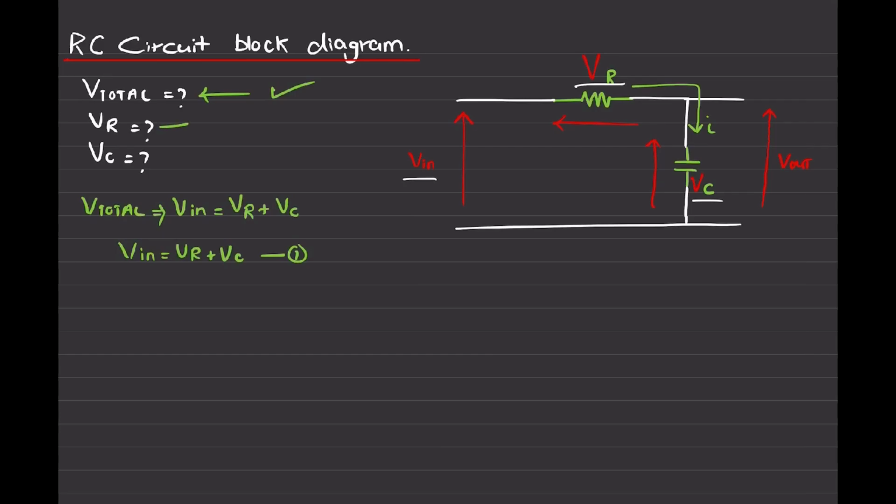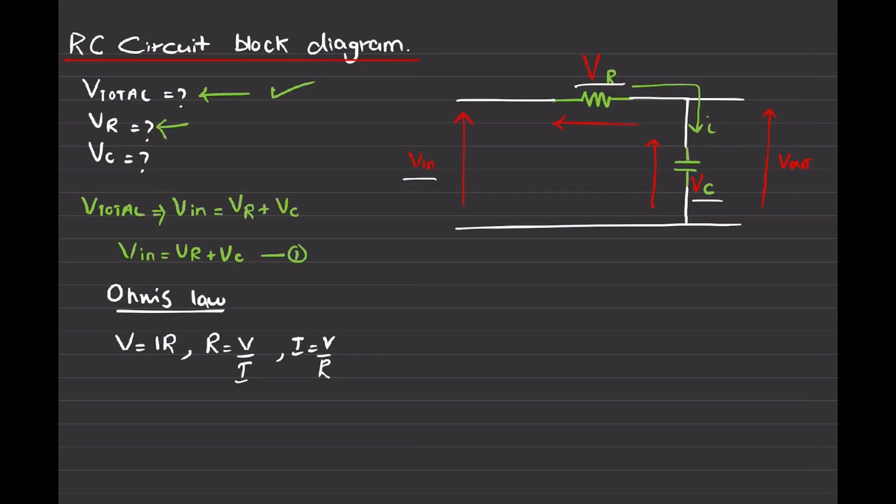Now we have to jump to VR. From Ohm's law, as we know, Ohm's law states that V equals IR, which means the voltage is the product of the current and the resistance. We know R is equal to V over I, and I is equal to V over R.